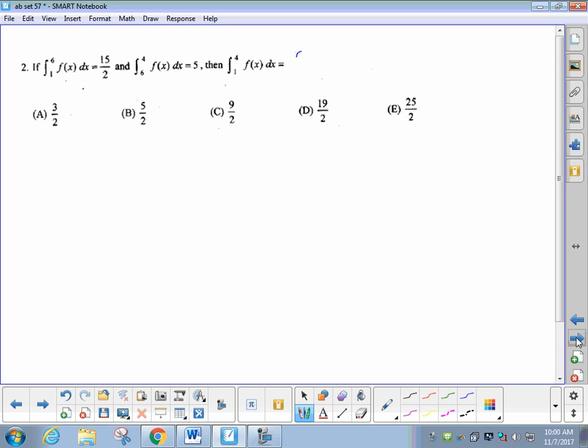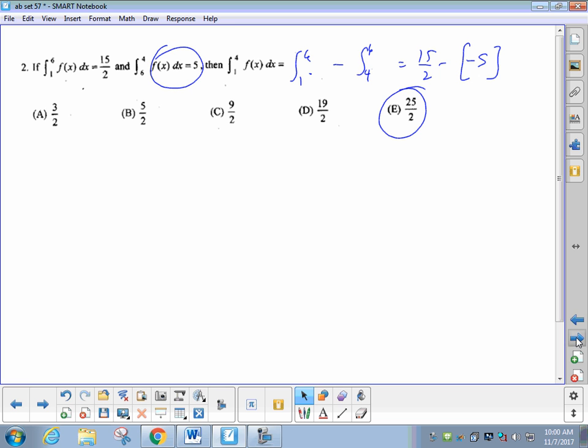I don't know about you, but I thought 1 to 6 take away 4 to 6, yeah? Unfortunately, you don't have 4 to 6, so you have to do a little switching. But 1 to 6 is 15 halves, and 4 to 6 would be the opposite of 6 to 4, so that's the opposite of 5, so -5. So yeah, it is even. Okay.